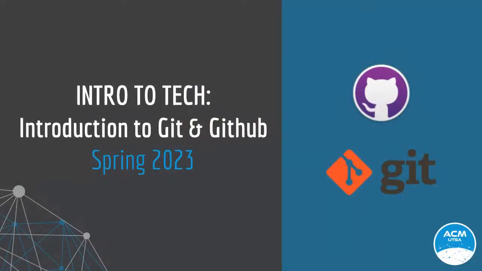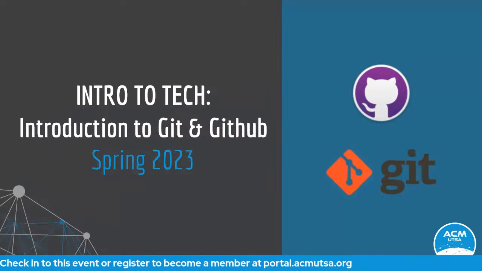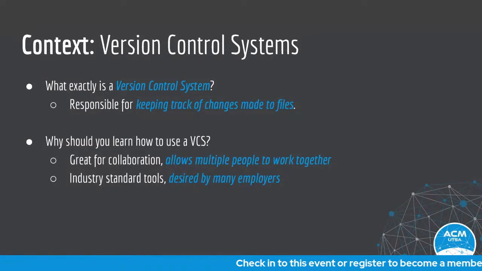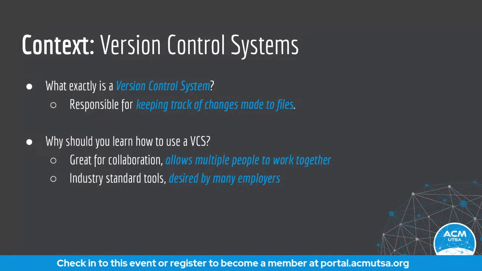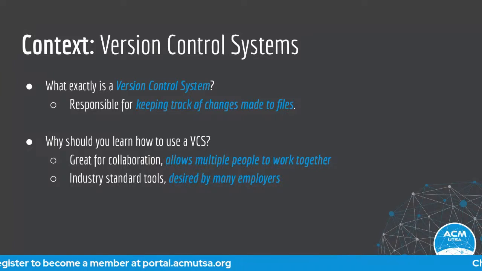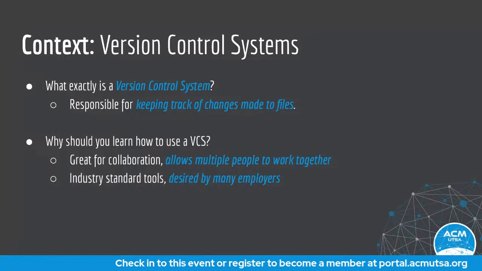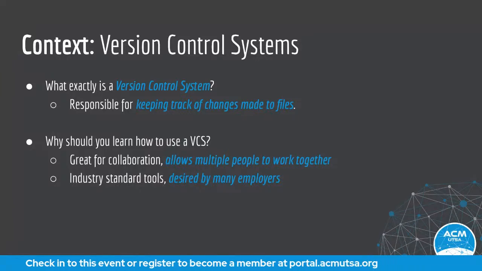All right, so I guess we'll go ahead and start an introduction to Git and GitHub for spring 2023. Let me give you a little bit of context. Git itself is a version control system, but you might ask, what exactly is a version control system? Well, they're essentially ways of keeping track of changes made to files. So if you add a piece of text to a README file or a Python file or anything of the sort, a version control system will make sure that change is recorded in some way.